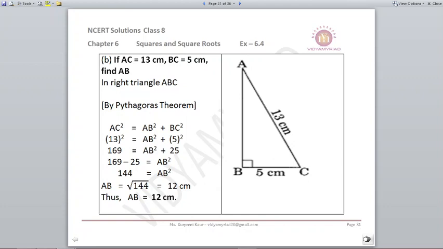This 144 is equal to AB square. But I want only AB. That means I will do the square root of 144. You can do it on your rough column or only main side using long division, but these small numbers, squares, you should know by heart. At least till 20 or 25 numbers, your squares should be by heart. So we know 12 into 12 is 144, so AB is 12 centimeters.